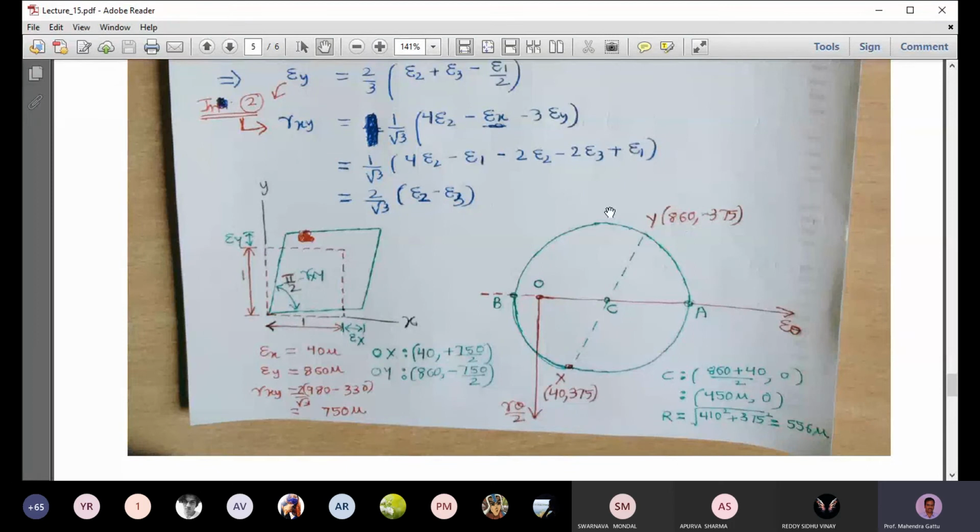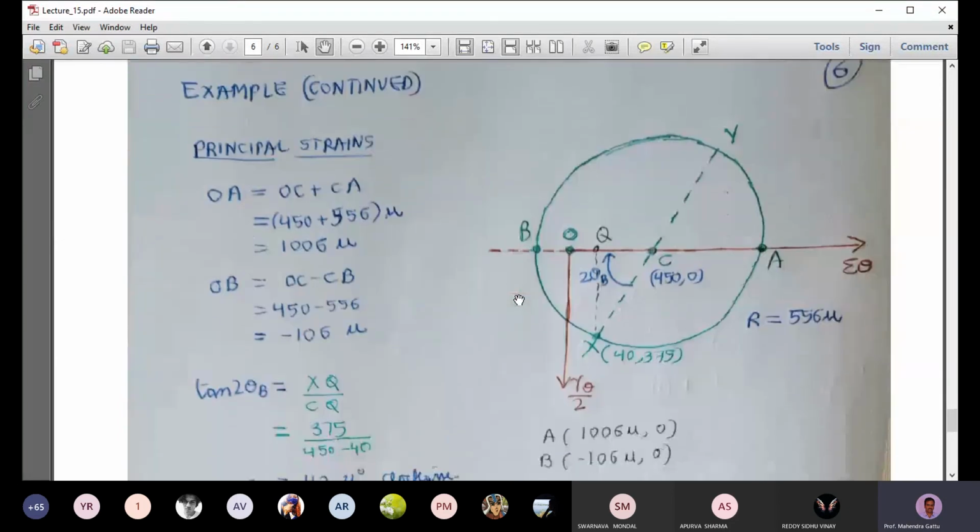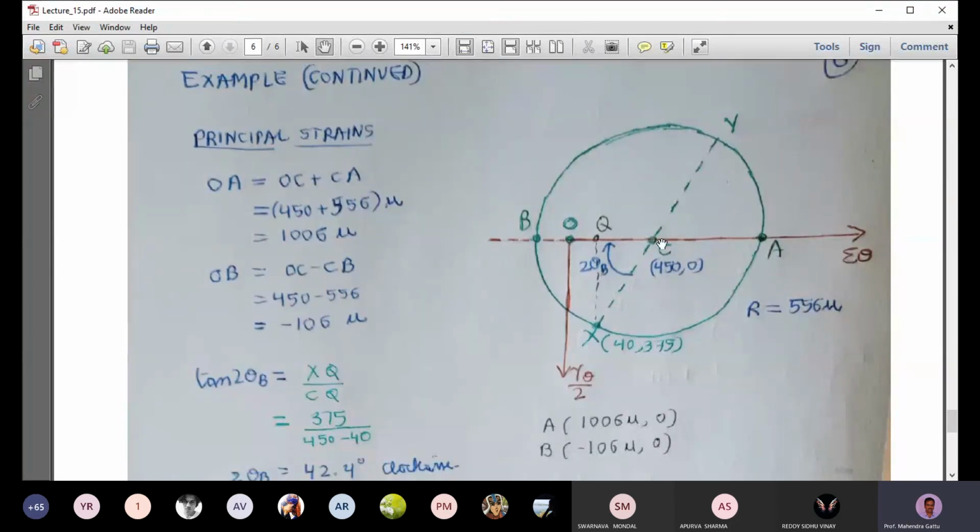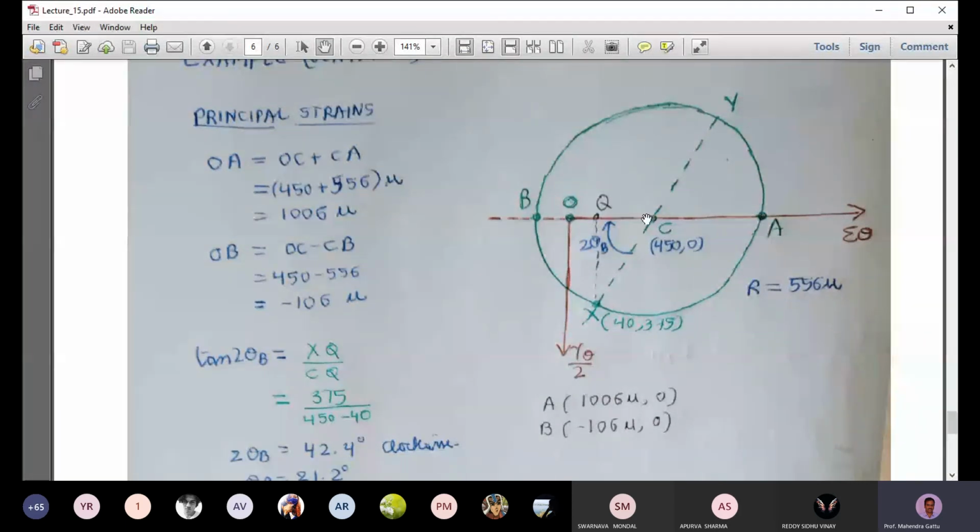So we can draw a circle with C as the center and passing through points x and y. This circle will intersect the epsilon theta axis at A and B, and we can find the coordinates of A and B to get the principal strains. So we know the OC value, which is 450, and CA is the radius, which is 556. So we get OA as OC plus CA, which is 450 plus 556, which is 1006 times 10 to the power minus 6. And OB will be OC minus CB, so 450 minus 556, and it will be minus 106 times 10 to the power minus 6.